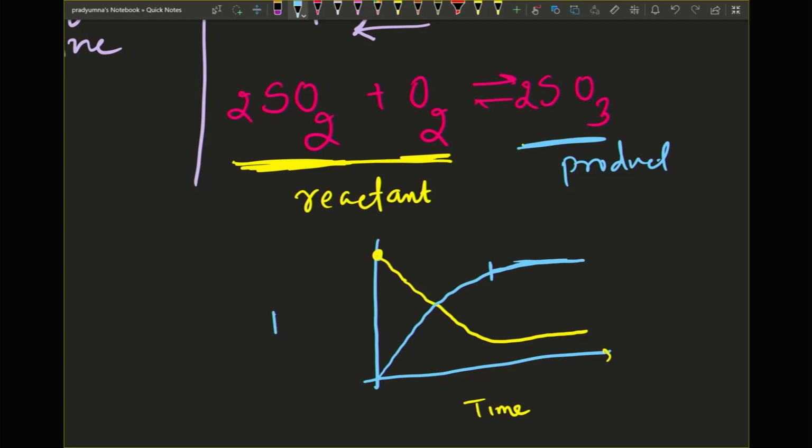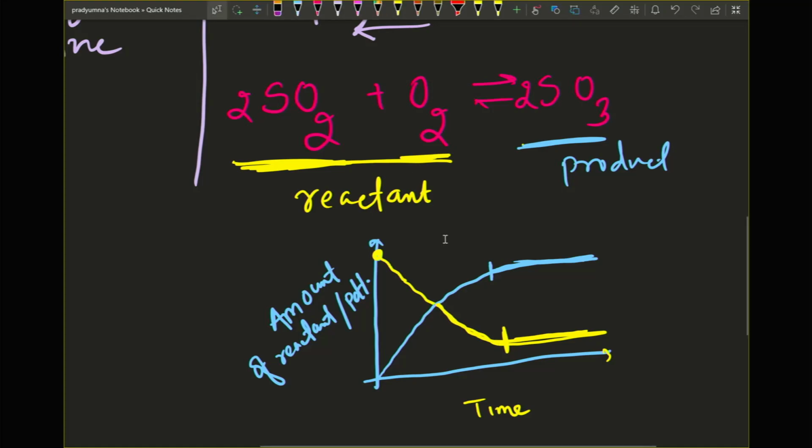On the y-axis is the amount of reactant or product. You can see after a certain point of time the amount of product is not changing. Also you can see after a certain point of time the amount of reactant is not changing. This is the step where we say the reaction has achieved equilibrium. Equilibrium means where things are balanced.